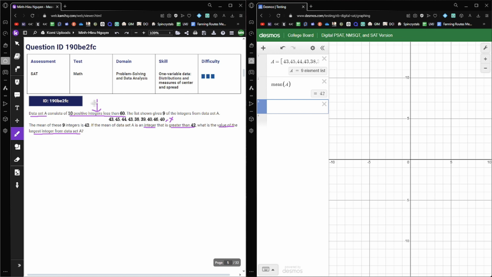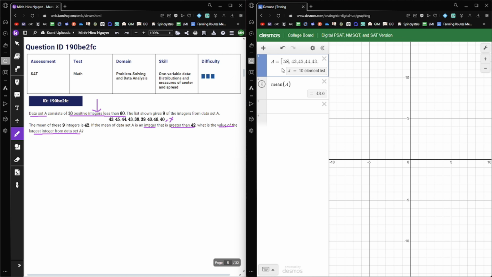Now, we know that all 10 numbers have to be less than 60, and we want to find the largest number, so I'm gonna start counting backwards from 59. Now, if I do 59, you'll see that the mean is 43.7, which is greater than 42. However, it has a decimal, and that's not an integer. So we're gonna have to keep going.